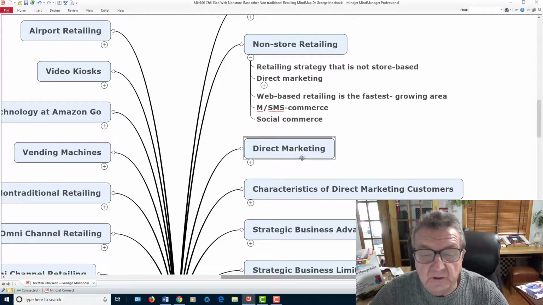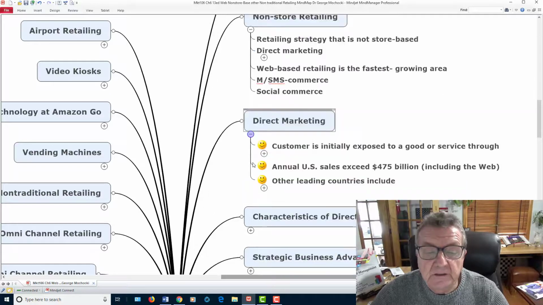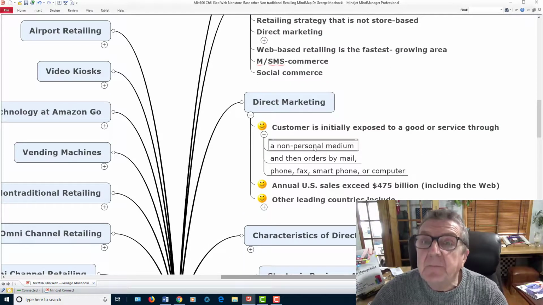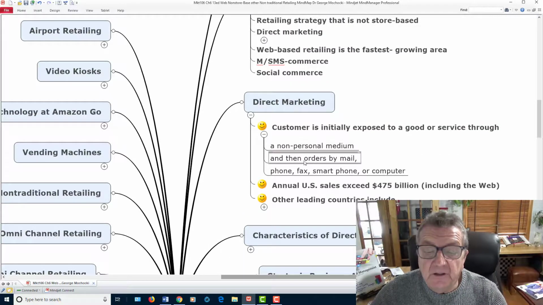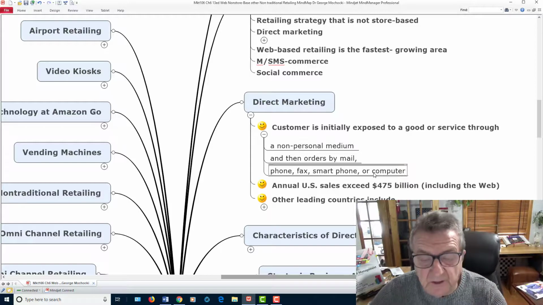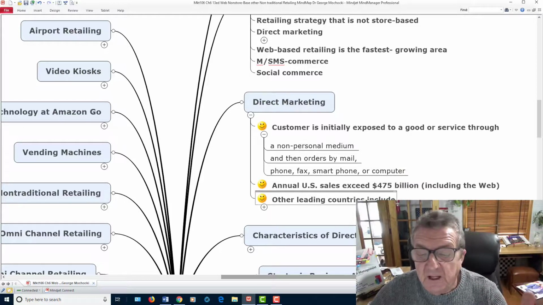Look at e-commerce; your book will explain it. Okay, direct marketing: customers are exposed to goods or services through a non-personal medium, and then place orders by mail, phone, fax, or online. You never really talk to the person. You're doing it either online, through different media, or through the internet. Annual sales are leading in countries and include all of them.